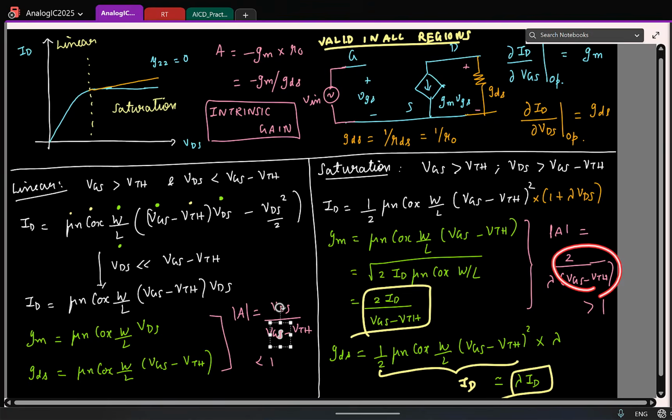That's a very good point. This need not be greater than 1. If I didn't have this lambda, if I just had 2 by VGS minus VTH, this is not greater than 1 or cannot be always greater than 1. But because we have this lambda in the denominator, and ideally lambda is supposed to be approximately 0 or really small, that's why you get the large gain. Again, another way of saying that it is the GDS or the R0 that is impacting the gain significantly.